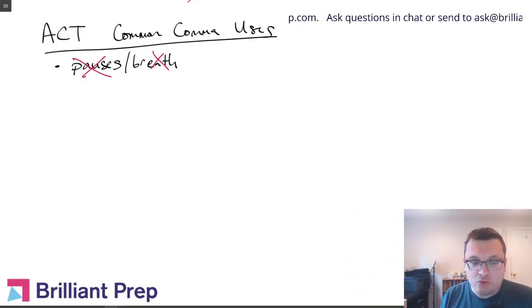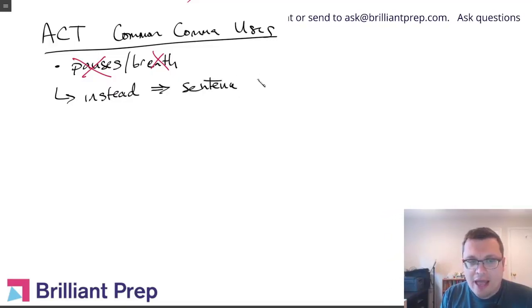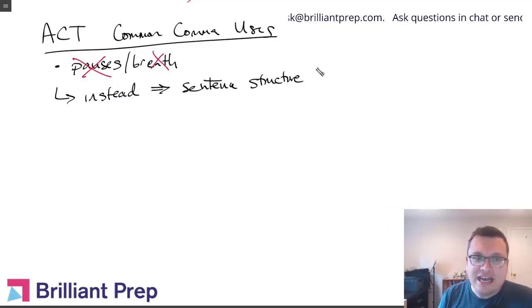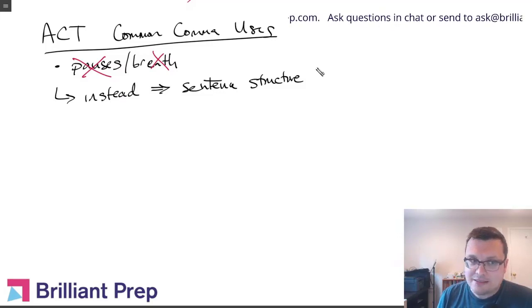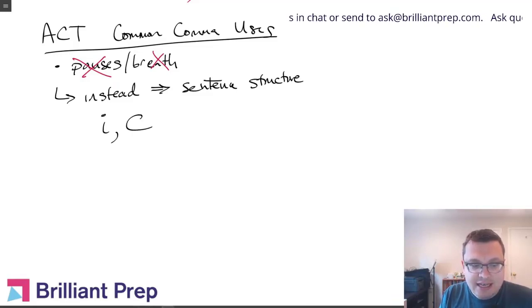And a lot of those rules rely on sentence structure. So how is my sentence constructed? How is it connecting to other sentences, other complete or incomplete sentences? And so one of the most basic uses for a comma is to connect a complete sentence to an incomplete sentence.